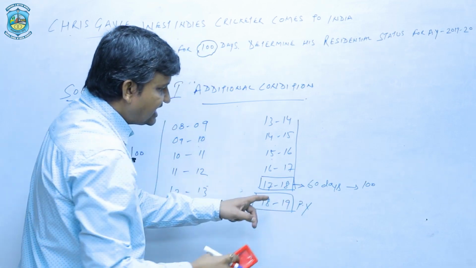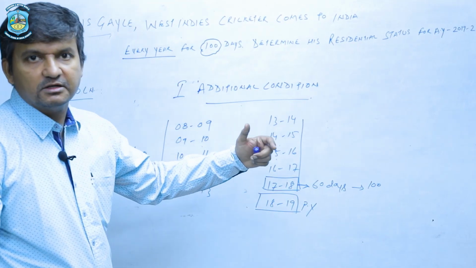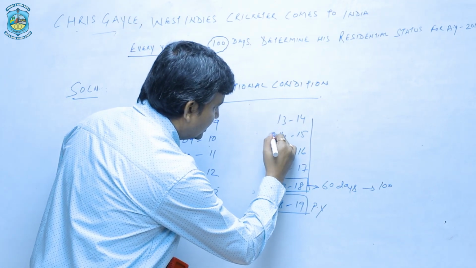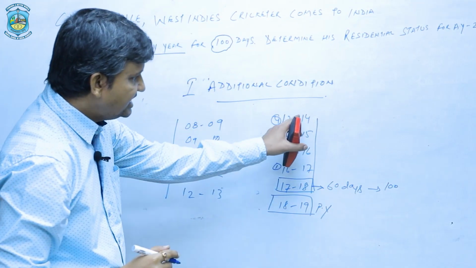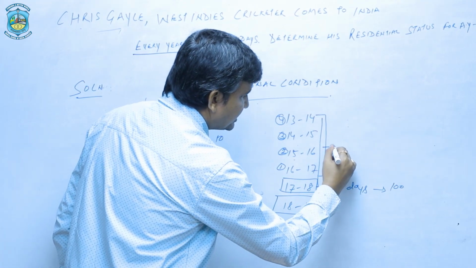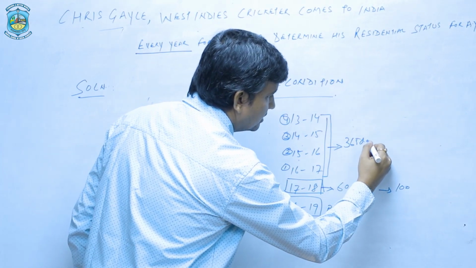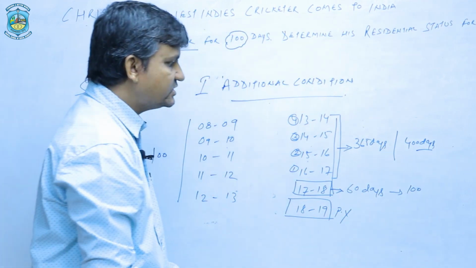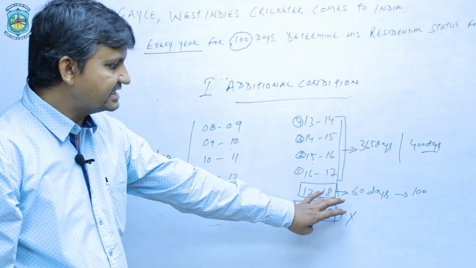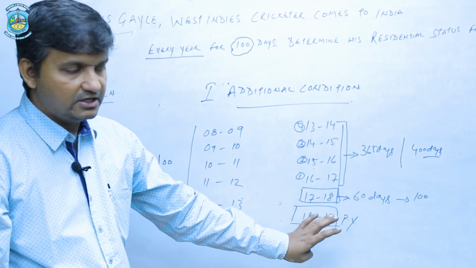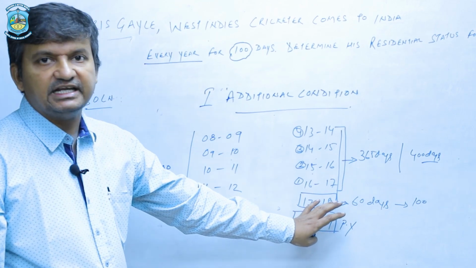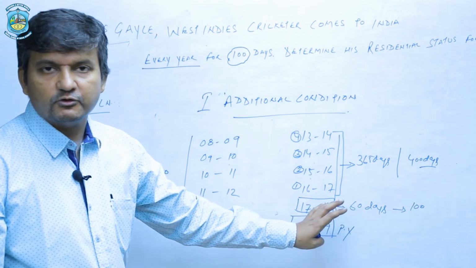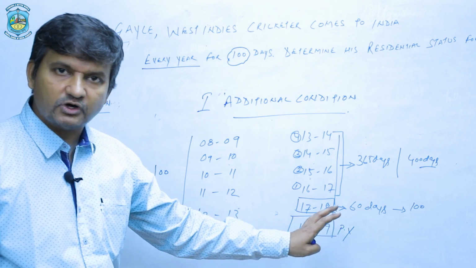Now if we take 17-18 as the previous year, we will go 4 years preceding this: first, second, third and fourth. In these 4 years, is Chris in India for more than 365 days? Yes, Chris is there for 400 days. It means we can say that Chris is resident in the year 17-18. I repeat, we have taken 17-18 as our previous year. We check whether Chris was there for more than 60 days in the previous year. Yes, he was there for 100 days.